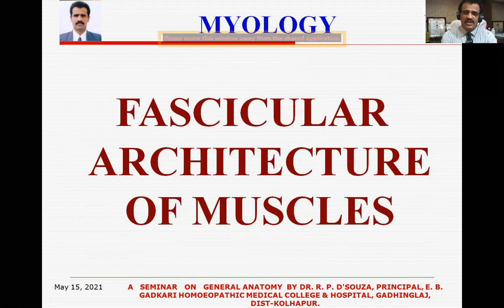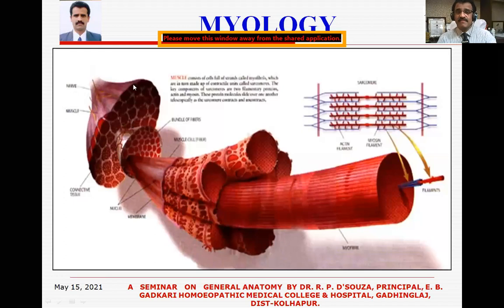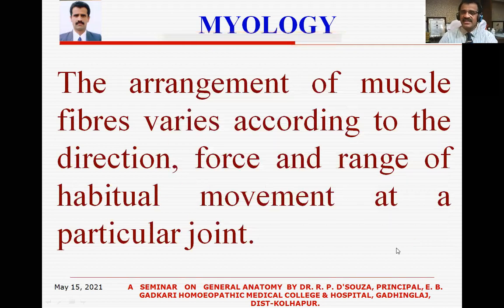Now we will try to understand the fascicular architecture of the muscles, how the fasciculi are arranged in a skeletal muscle. Here there is a skeletal muscle, and here you can see its contents, which are magnified to show you up to the myofibril level and the filaments. This is histology. The arrangement of muscle fibers varies according to the direction, force, and range of habitual movement at a particular joint. So that means it varies from muscle to muscle depending upon its activities.